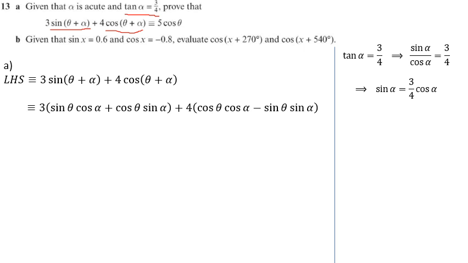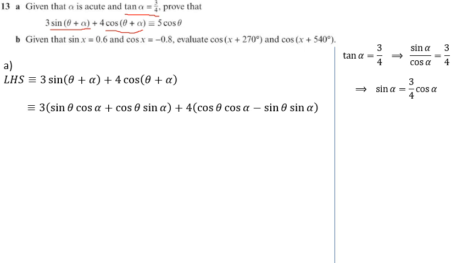Theta crops up 4 times, alpha crops up 4 times, sine and cos each crop up 4 times, and all in slightly different places. So try to keep your head and look carefully at what you've got. And don't get too bewildered by the fact that you've got such a long line of algebra. Think about what you're trying to get to.